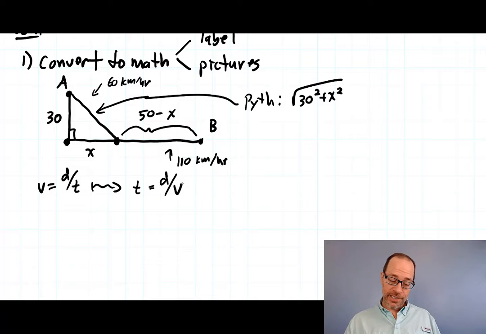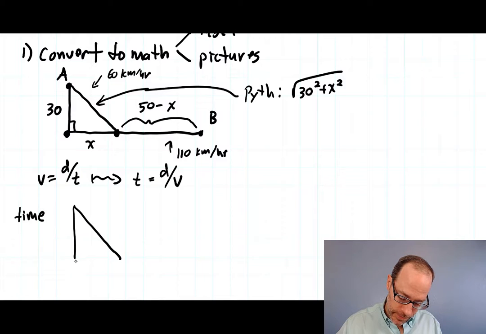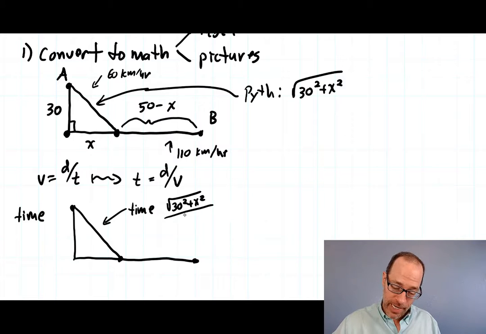Now in the picture we have all the distances labeled, and we know the velocity, so that means we can label the time. So the time that you're going to be traveling here will be the distance, so that's the square root of 30 squared plus x squared, all divided by the velocity, which was 60. And the time here will be the distance, so that's 50 minus x, all over the velocity, so that's 110.